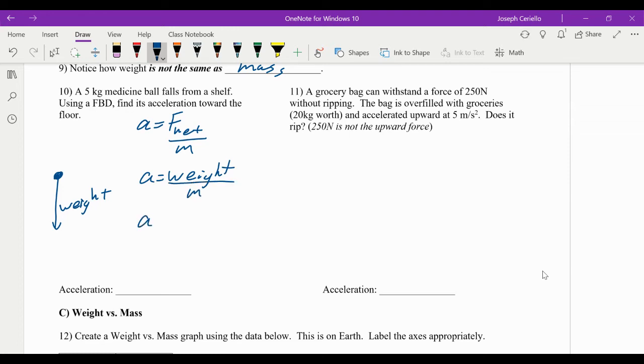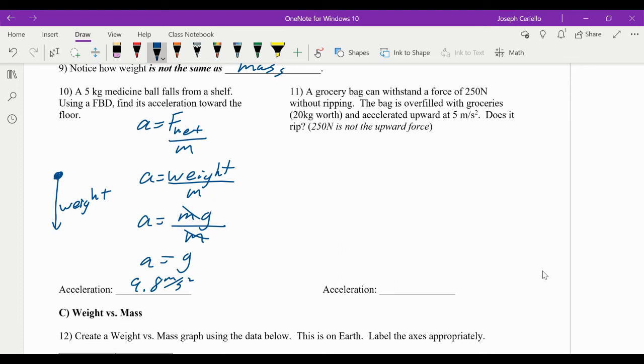So a equals, what's our weight equation again? I think it's equal to mg. So we're going to replace weight with mg over m. Masses cancel, and I get that the acceleration is equal to g, 9.8 meters per second squared. Look at that. This actually kind of proves why the acceleration due to gravity is independent of mass. Weight is dependent on mass, and weight divided by mass, well, masses cancel out. So mathematically, that is why the acceleration due to gravity is not dependent on the mass of the object.